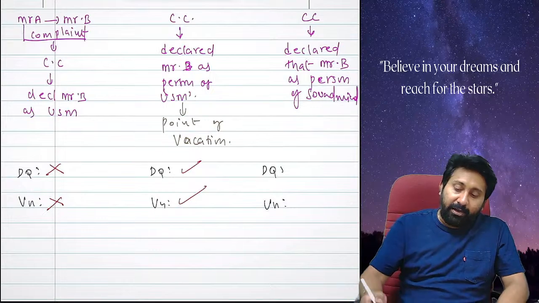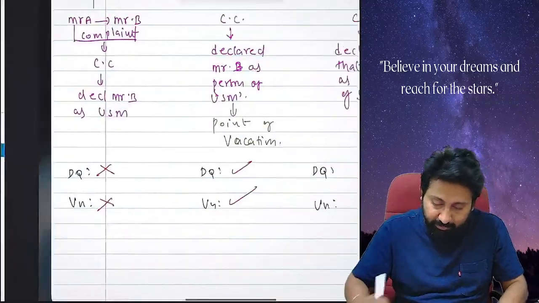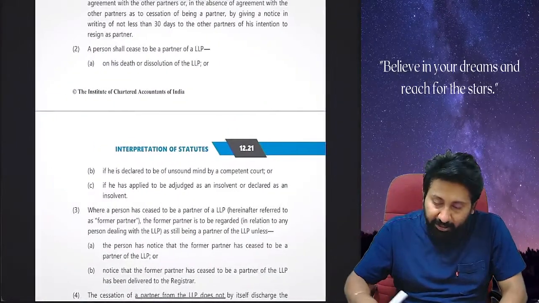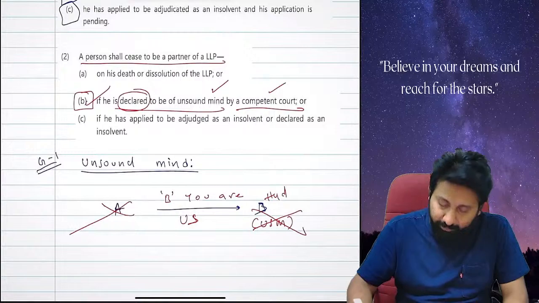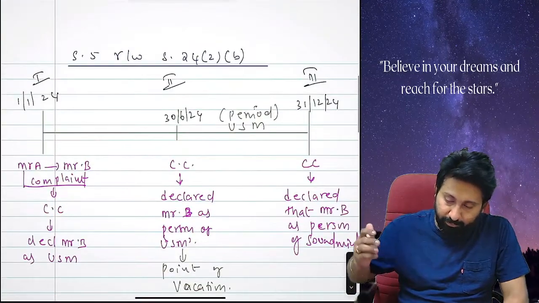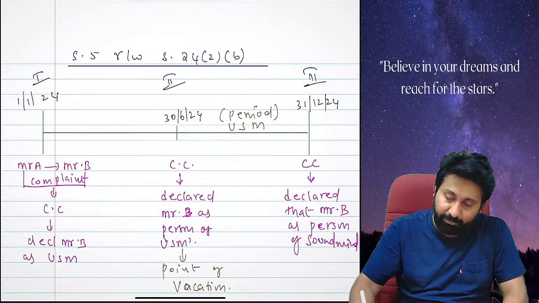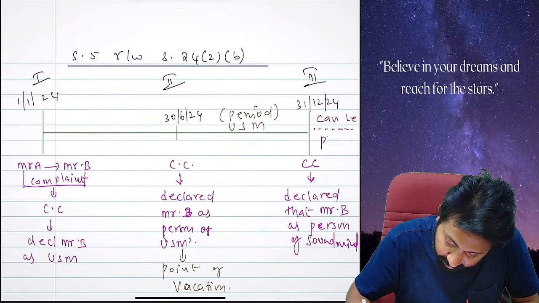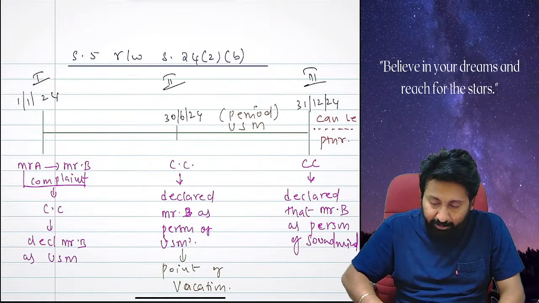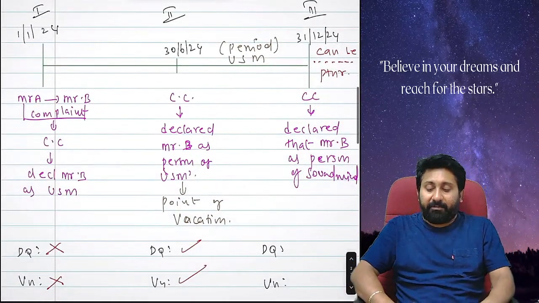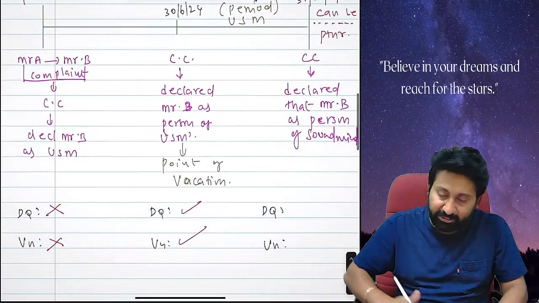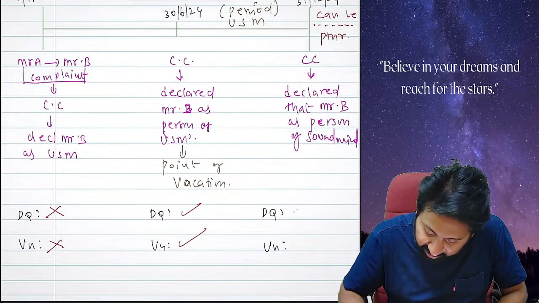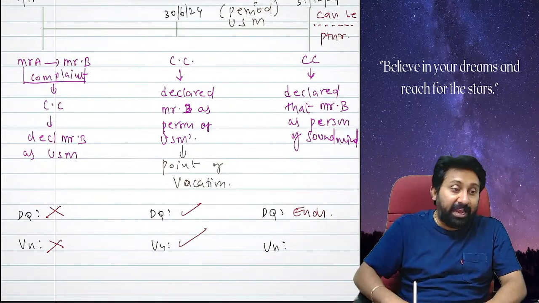Next one: declared that Mr. B is a person of sound mind. In this period, he can be a partner. So he is disqualified between what period and what period? Between 2 and 3. Next, on 31/12/2024, the court declared that Mr. B is of sound mind. Disqualification ends.